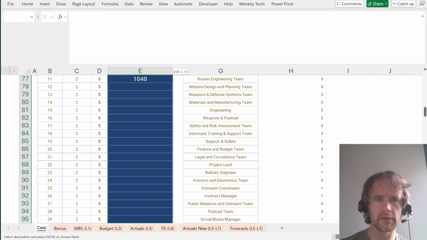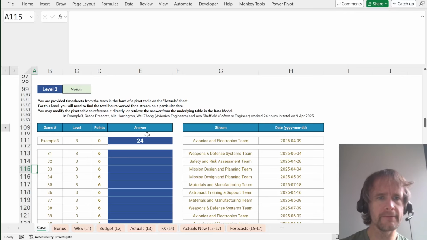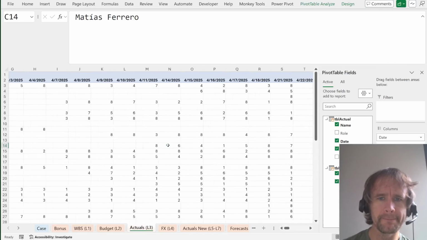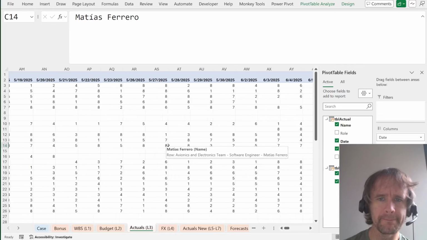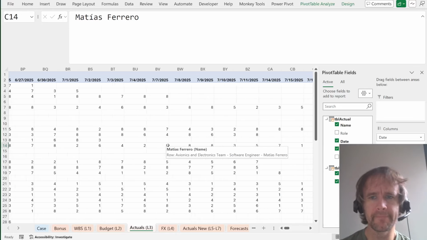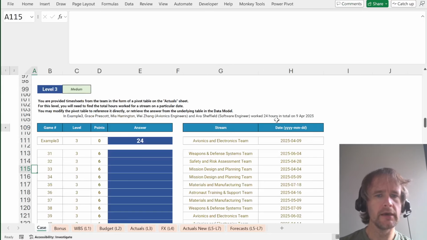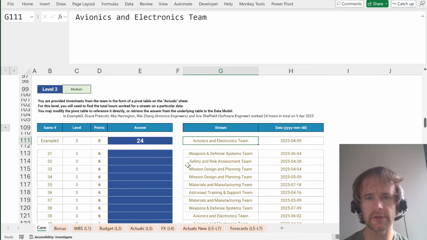All right. Level 3. You're provided timesheets from the team in the form of a pivot table on the actual sheet. What kind of a monster would, okay. What's the question? For this level, you need to find the total hours worked for a stream on a particular date. Avionics and electronics team.